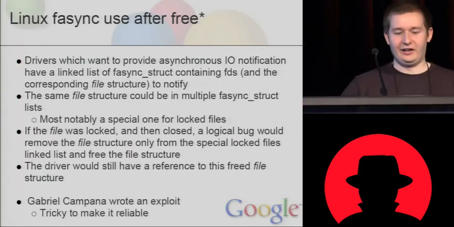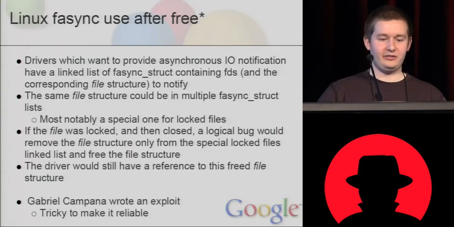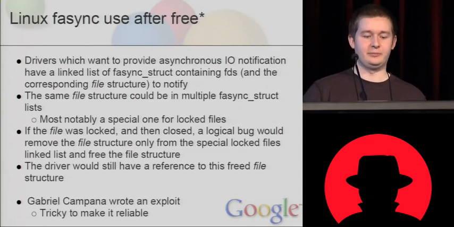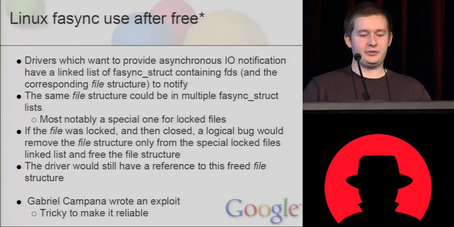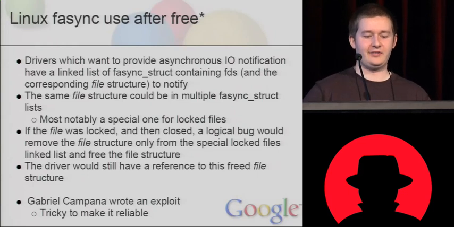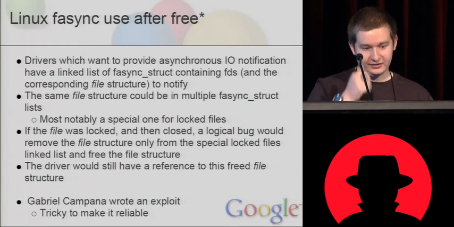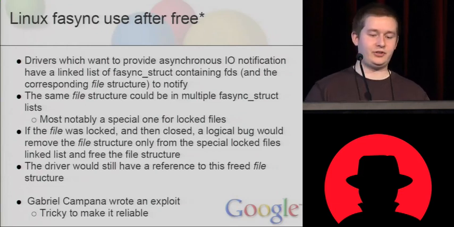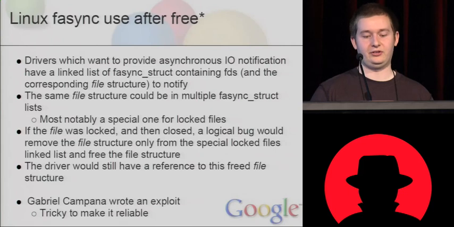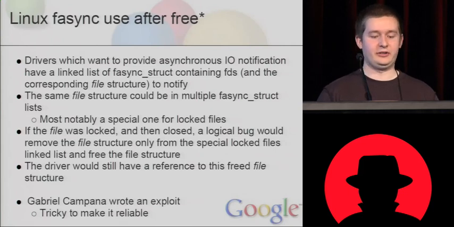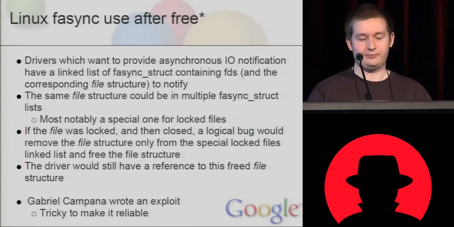So another interesting Linux bug that we worked on was a use after free in the Linux f-async subsystem. So if a driver wants to provide asynchronous I/O notification, they have a linked list of f-async structs that contain the FDs and the corresponding file structures that they want to notify when I/O is available. It turns out the same file structure could be in multiple f-async struct lists, and there was a special one specifically for locked files.